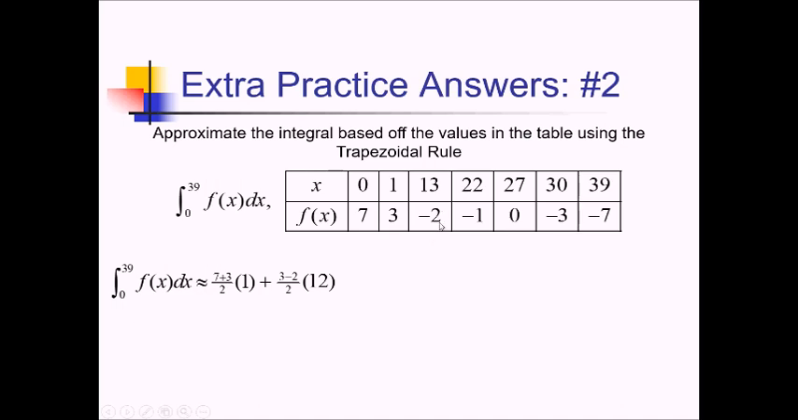And then we have -2 plus -1 over 2, times a height of, well, from 13 to 22, that's going to be 9. Then we have -1 plus 0 over 2, times a height of 5. 0 plus -3 over 2, times a height of 3. And then finally, -3 plus -7 over 2, times a height of 9.